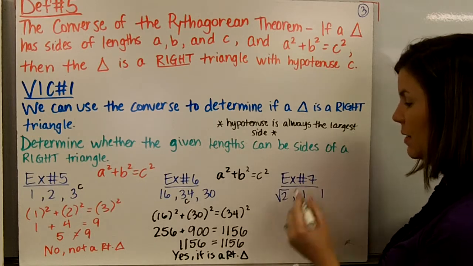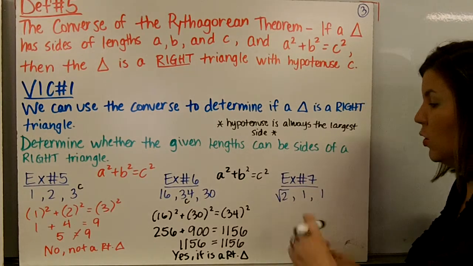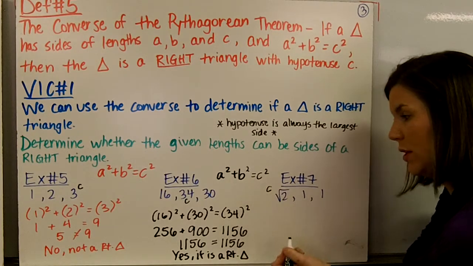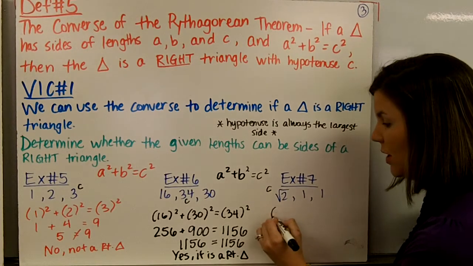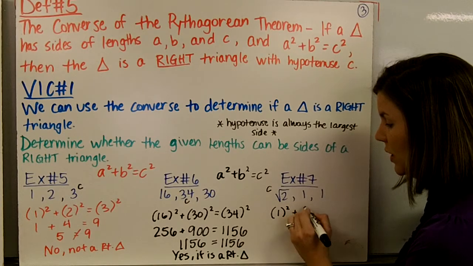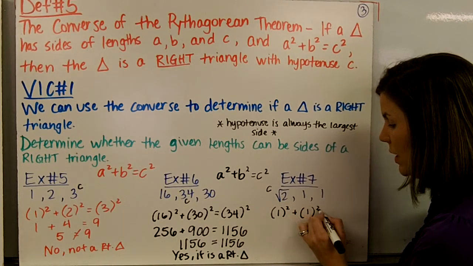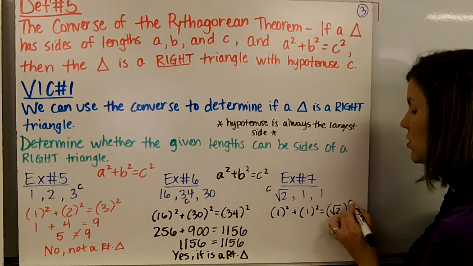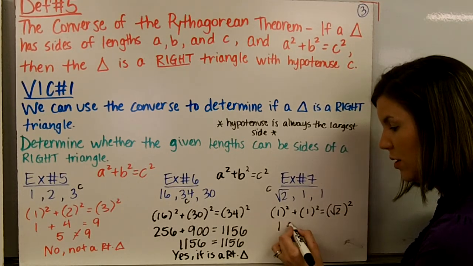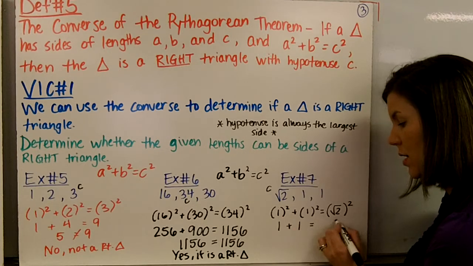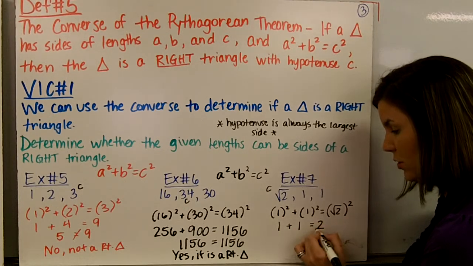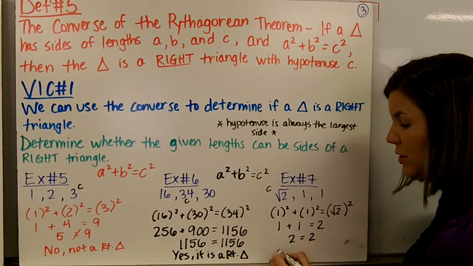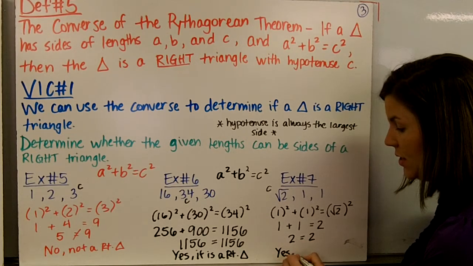Okay. Example number 7. 1, 1, and the square root of 2. Square root of 2 is bigger than 1, so this is my C. So I have 1 squared plus 1 squared equals the square root of 2 squared. 1 squared is 1, 1 squared is 1, and square root of 2 squared is 2. 1 plus 1 is 2, and 2 equals 2. So yes, this is a right triangle.